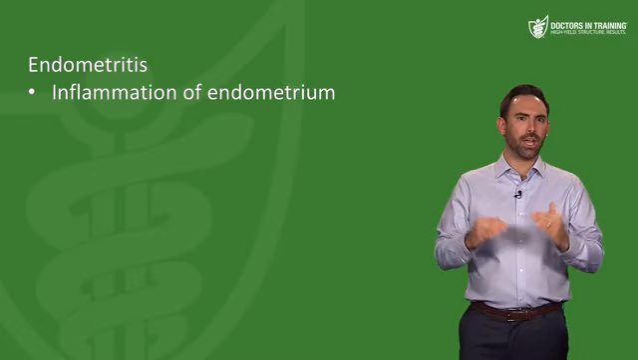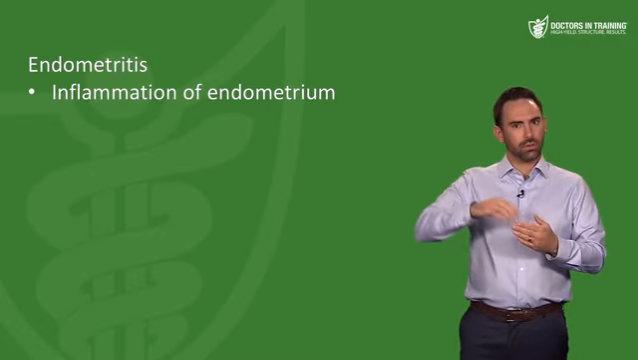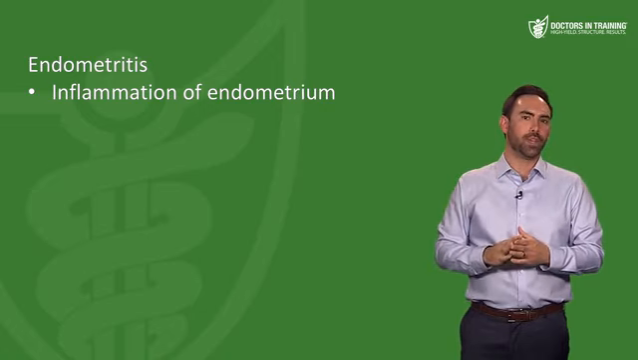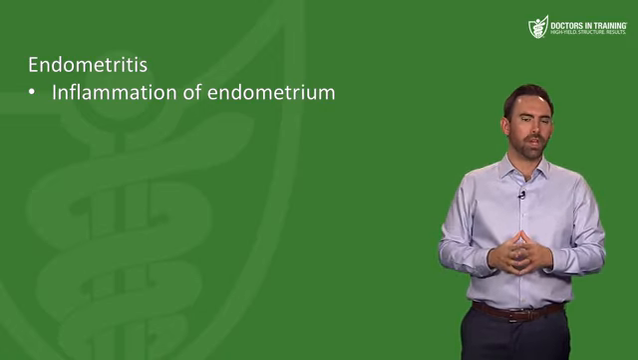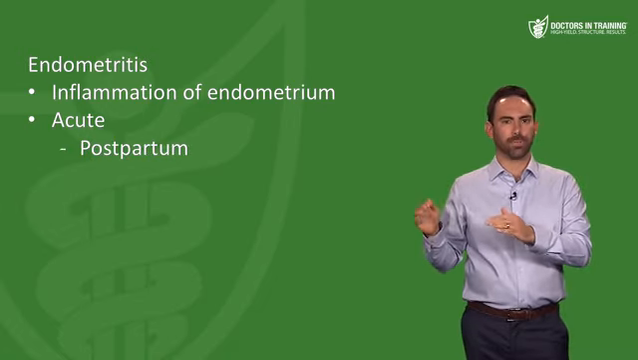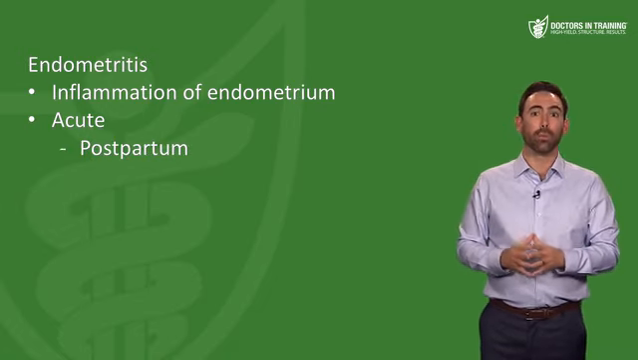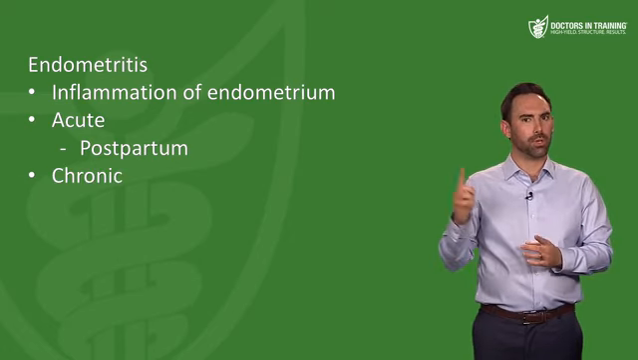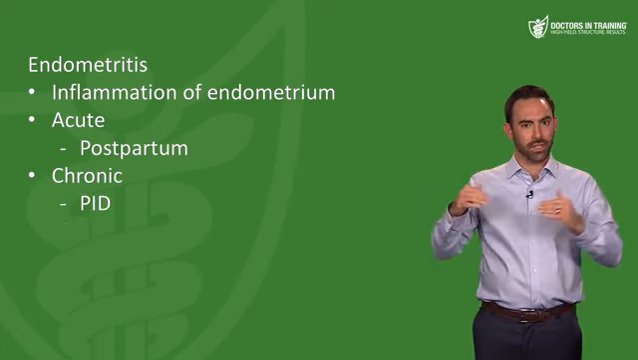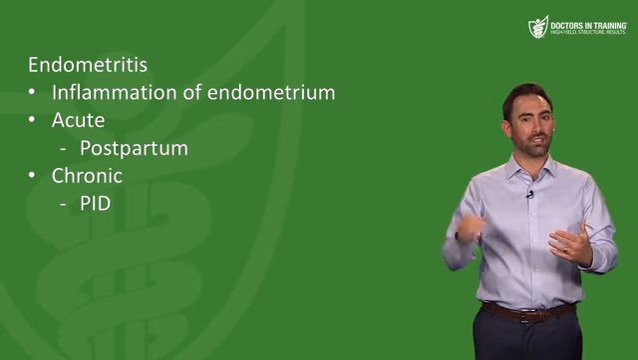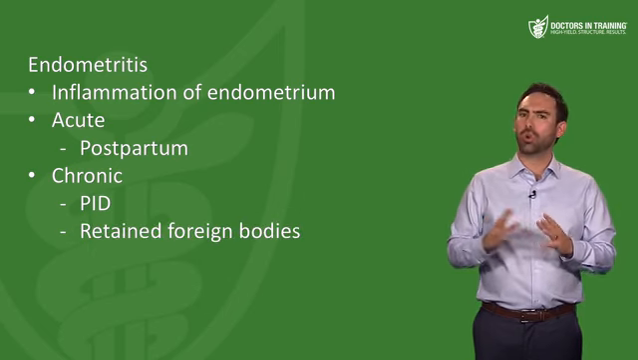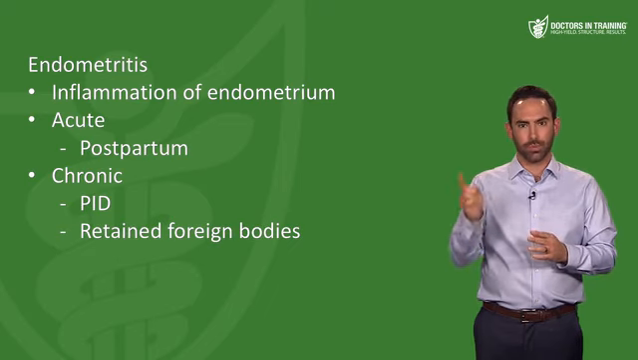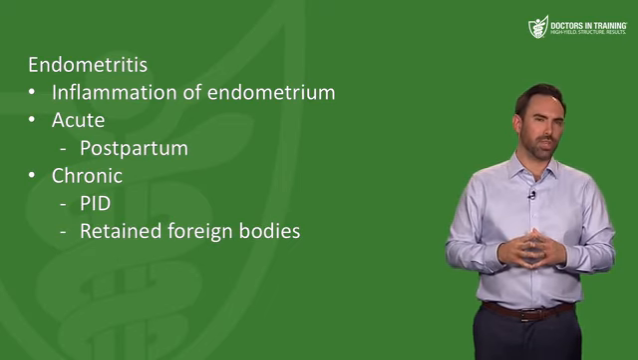Let's switch gears now and talk about endometritis. Endometritis is an inflammation of the endometrium, usually due to an ascending infection from the vagina. So it's often polymicrobial. Acute cases are seen postpartum, especially after a C-section, or abortion if there are retained products of conception. However, chronic endometritis can occur in the context of pelvic inflammatory disease or in cases of retained foreign bodies. Chronic endometritis is characterized by the presence of plasma cells in the endometrium.